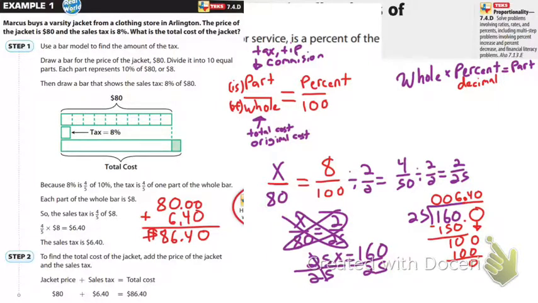But please make sure you're paying attention to what the question is asking you. Sometimes it could ask you what the tax was, or what the total was. In this case, they're asking us what is the total cost of the jacket. So my answer here is $86.40.